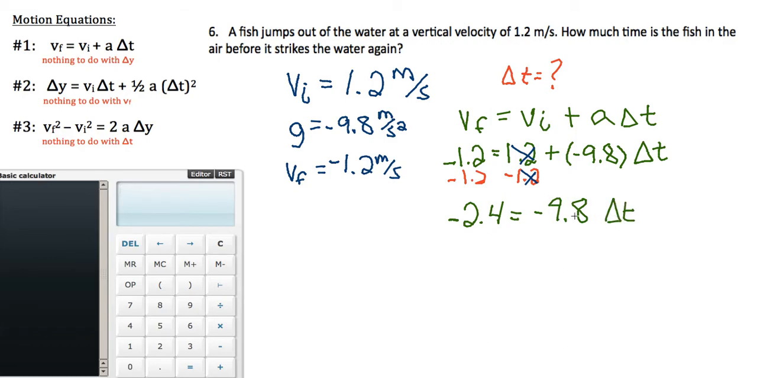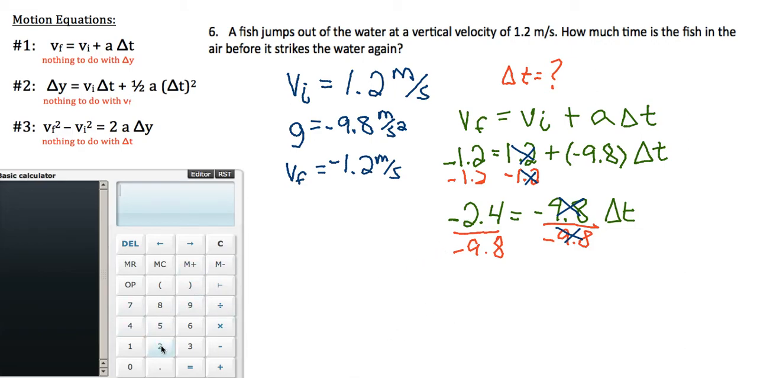The last step is we have to get rid of that negative 9.8. This is 9.8 times delta t, and the opposite of that is dividing. So we're dividing each side by negative 9.8. Once again, on the right side of our equation, those numbers just go away. What we're left with is negative 2.4 divided by negative 9.8.